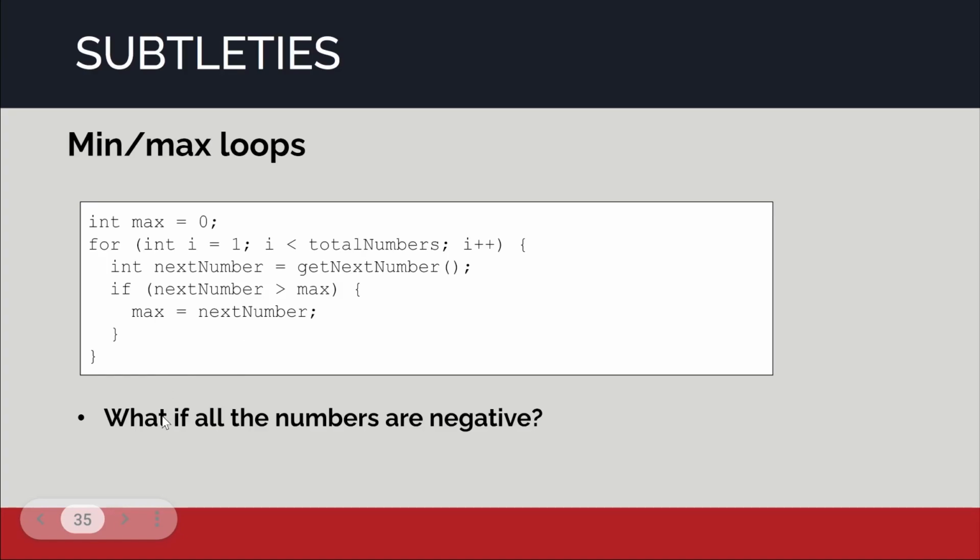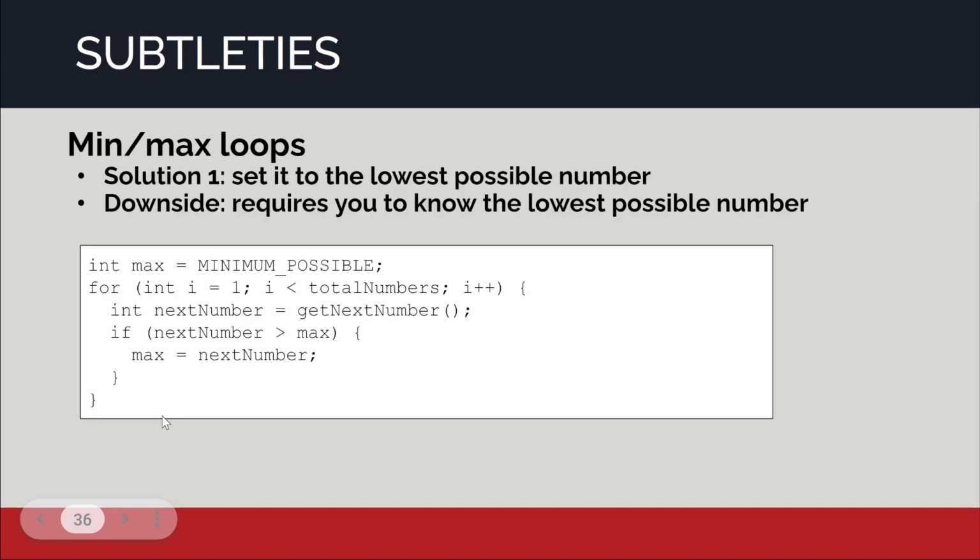So, well, what should we do? One solution is, if you know what the lowest possible number could be, then you just initialize your maximum with the lowest possible number. That way, in this test right here, where you check whether the next number is greater than the max, as long as any number exceeds or is equal to that minimum possible, you're not going to lie. You're going to have the correct answer at the end. But the downside to this solution is that it requires you to actually know what the lowest possible number is, and you don't always know that.